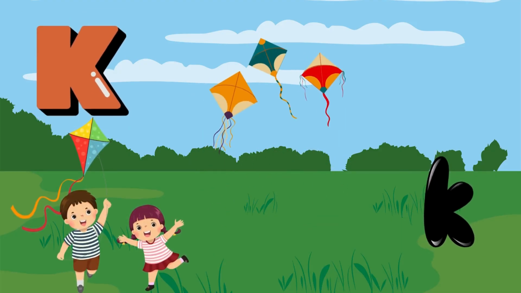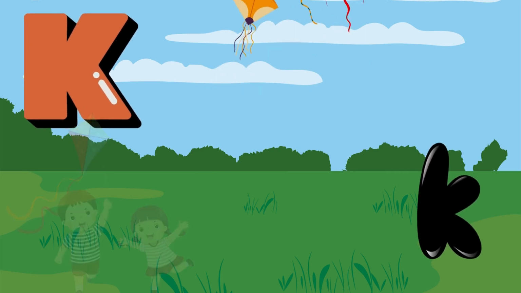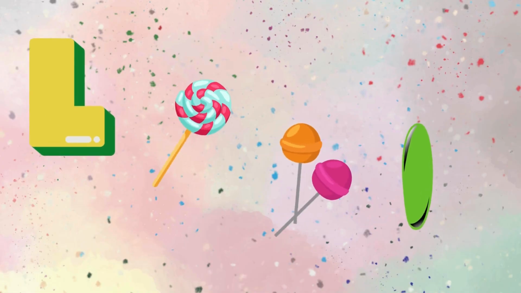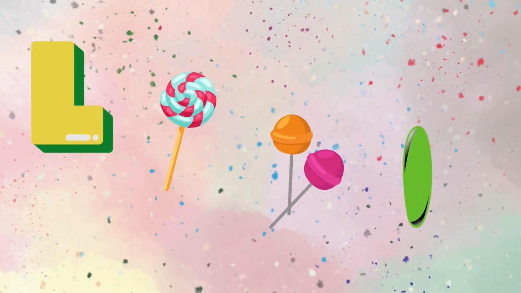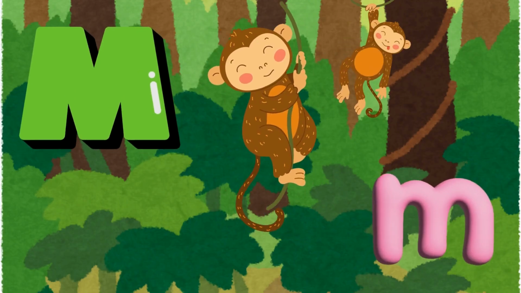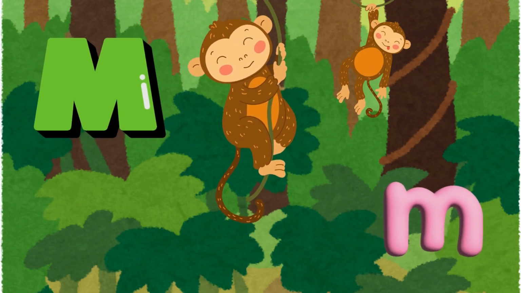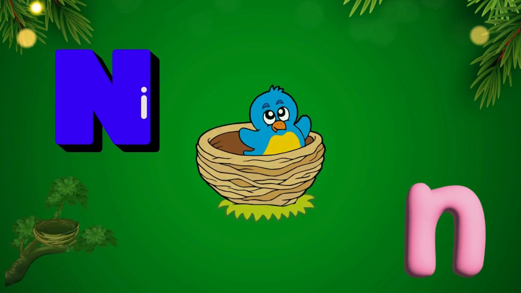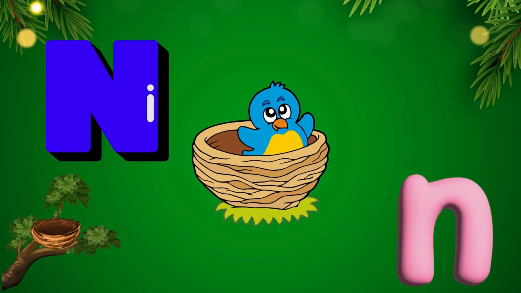K for kite. L for lollipop. M for monkey. N for nest.